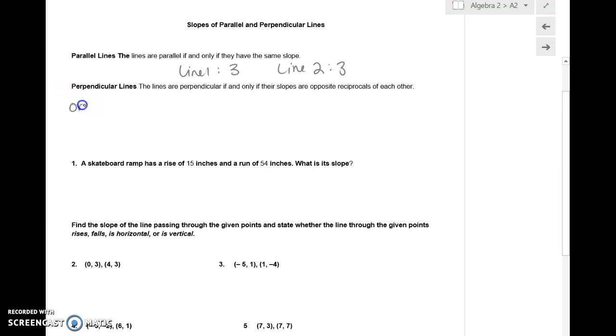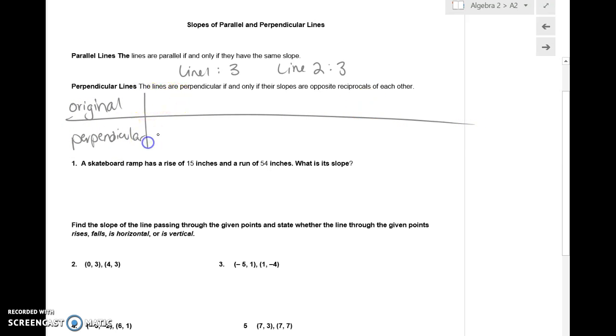Perpendicular lines, I'm going to set up a little table, original and perpendicular, so we can make sure we know how perpendicular slope works. Lines are perpendicular if and only if their slopes are opposite reciprocals of each other. Opposite means one of them positive, one of them negative. Reciprocals means you take the fraction and you flip it.